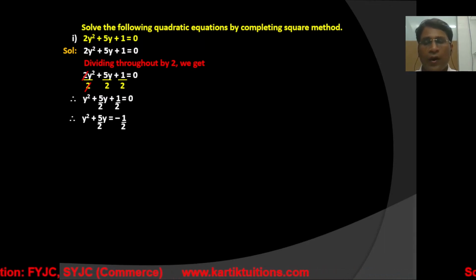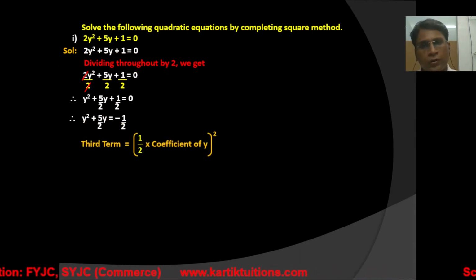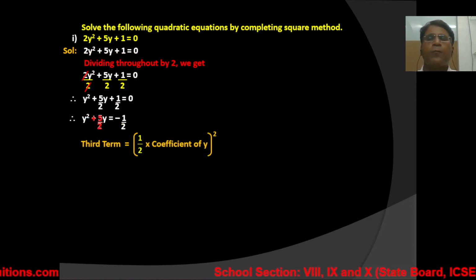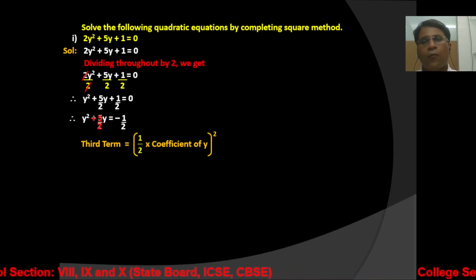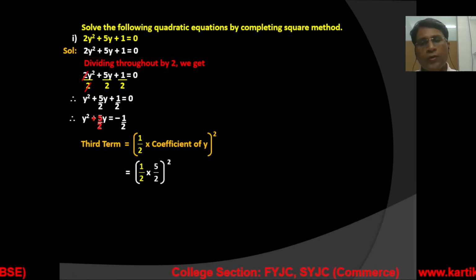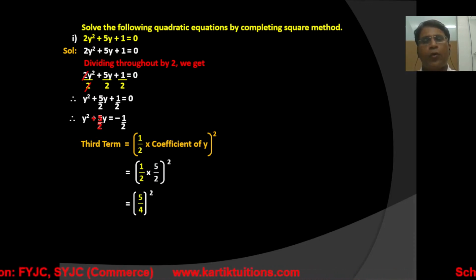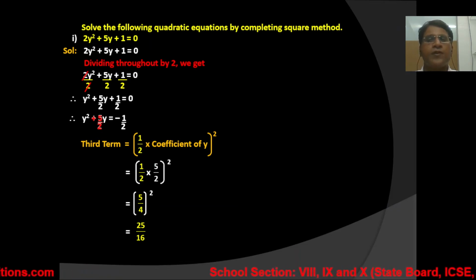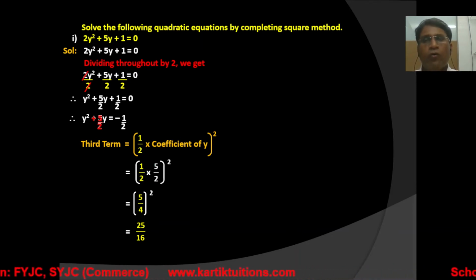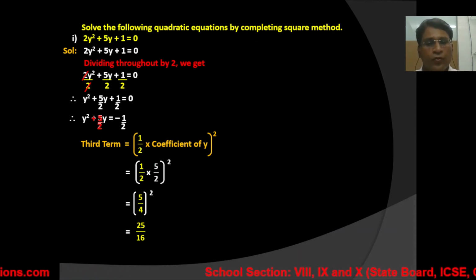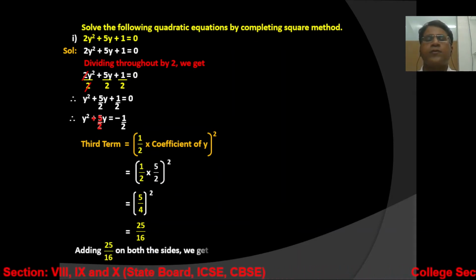If you observe, on the left hand side we have only two terms. Now to make it a perfect square, we need a third term. So the formula for the third term is half into the coefficient of y, the whole square. Now what is the coefficient of y here? It's plus 5 upon 2. So I will take this as 1 upon 2 into 5 upon 2, the whole square. Now the product of this will be 5 upon 4 the whole square, which will be 25 upon 16. Remember, this is an equation. In an equation we always have left hand side equal to right hand side. So to maintain the balance, we'll add this third term on both sides. So our next step is adding 25 upon 16 on both sides.